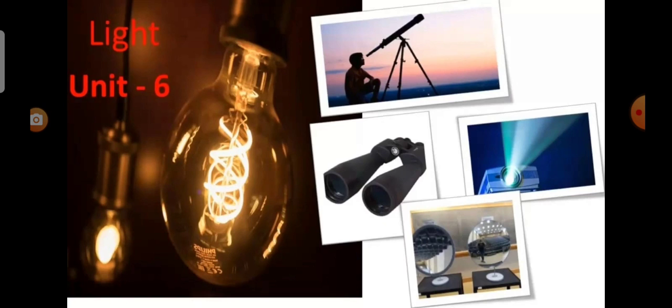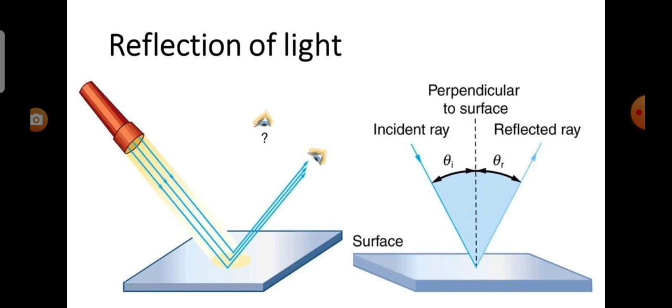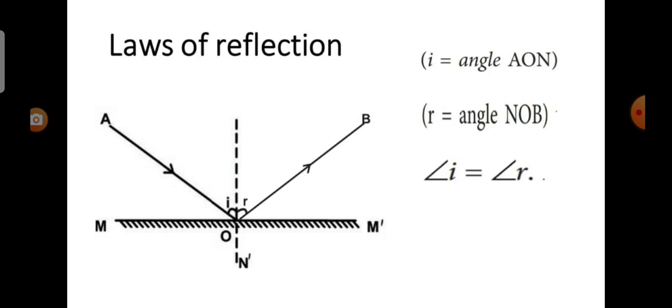In this lesson, we will learn about spherical mirrors, properties of light, refraction, and their applications. Now we see about reflection of light. Light falling on any body surface such as a mirror, that is reflected, that is known as reflection of light. Now we see the laws of reflection.